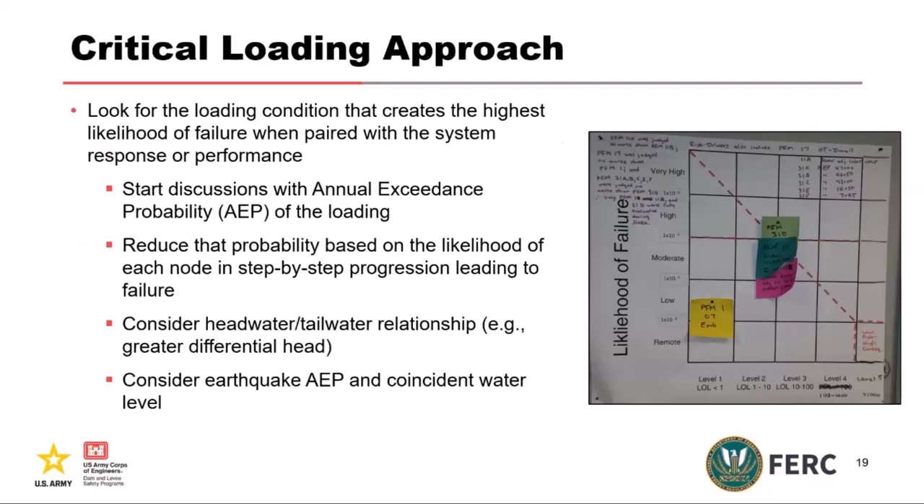Some things you should look out for: you need to consider the headwater-tailwater relationship, because a lot of times during floods, the tailwater comes up, changes a lot of how the structures perform, and it changes the head. A lot of times we have seismic and flood loadings happening at the same time. You do need to consider the joint probability of those happening. That does change it a lot. There are not a lot of levees that have seismic issues. There are a lot of dams that do, right? So it depends on what part of the country you're in. So you need to be careful about how you do the joint probabilities of those things.